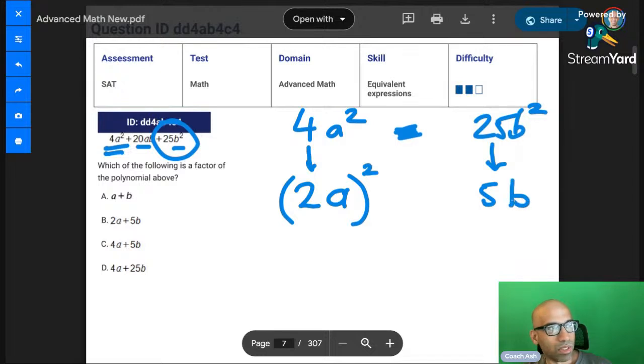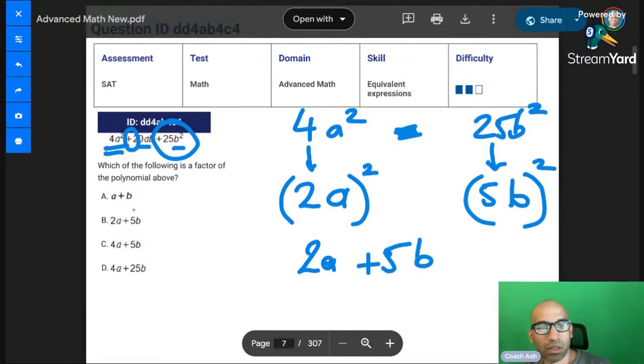And then you can write the b and you square this. Now that's it. That's all you need for this. So you got 2a, which is here. And don't forget the plus sign here, plus 5b. And that's the answer.